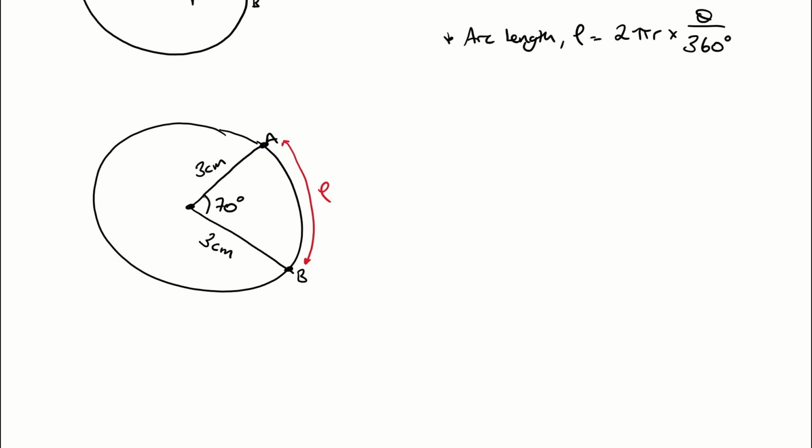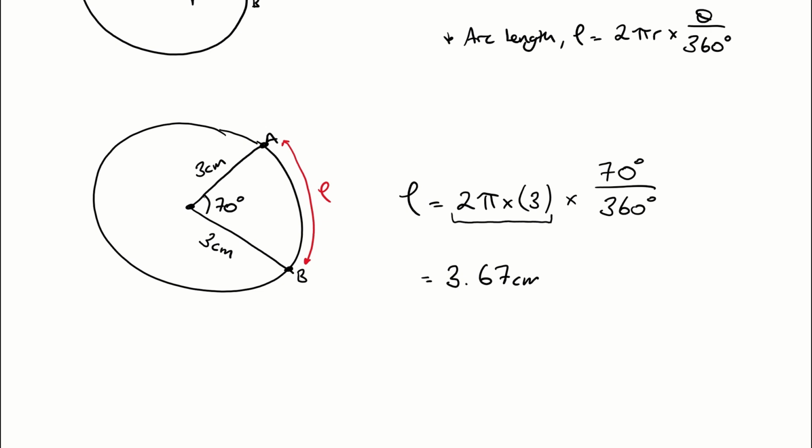Using the formula, the arc length L is equal to 2 times pi times my radius. My radius in this case is 3 centimeters. And how much of that circumference do I have? Remember, this part here is talking about our circumference. What portion of that circumference do I have? Well, I have 70 degrees out of a 360-degree circle. If you were to multiply those together and pop that into a calculator, you would get an arc length of 3.67 centimeters.